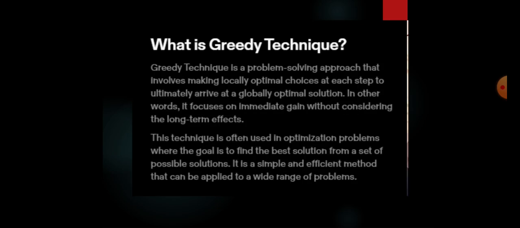First we are going to see what is greedy technique. Greedy technique is a problem solving approach that involves making locally optimal choices at each step of the solution. From that we are going to find the globally optimal solution. That is, on processing, each time we derive a local optimal solution. Among the local optimal solutions, we have to select the best one and make it the global optimal solution. This technique is often used in optimization problems, where the goal is to find the best solution from the set of possible solutions. It is a very simple and efficient method that can be applicable to a wide variety of problems.